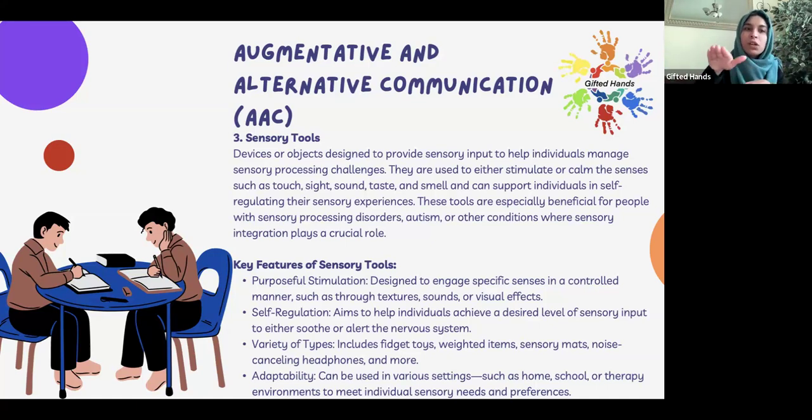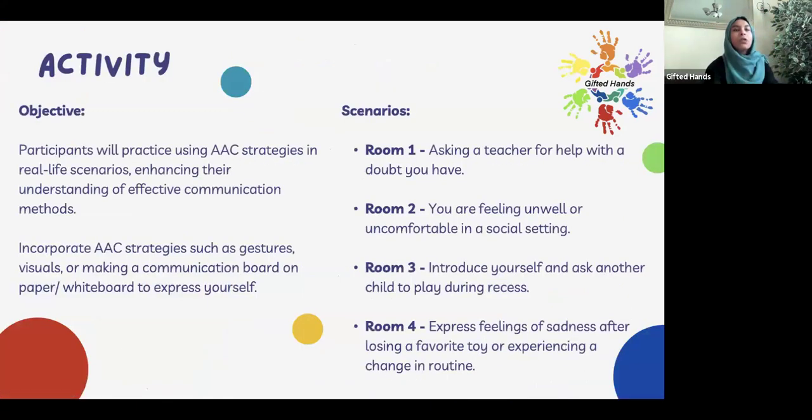Otherwise, best to reduce the usage of these tools. All right. So we have the activity happening now. So now all of you will be divided into breakout rooms, and you will practice using the ACC strategies in real life scenarios. Okay, so we have 4 rooms.